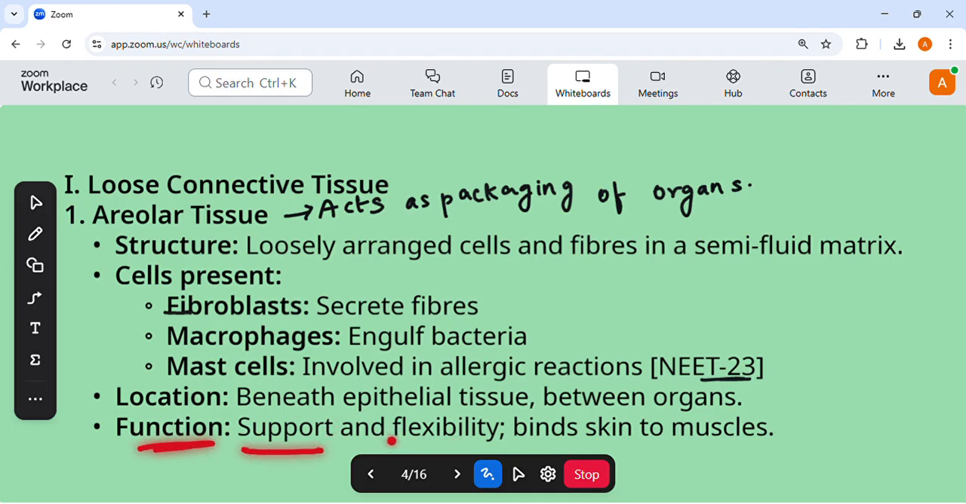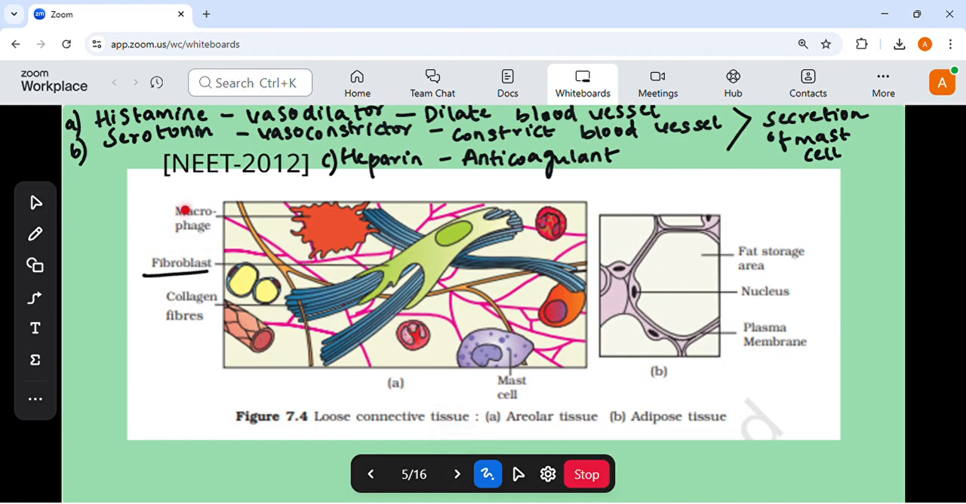Support provide karna, flexibility, and it binds the skin to the muscle. So this is the function of areolar connective tissue. Loosely arranged cells and fibers in semi-fluid matrix act as packing of organs. Fibroblasts secrete fibers, macrophages engulf the foreign pathogens. Then mast cell has three secretions: histamine, serotonin, and heparin.